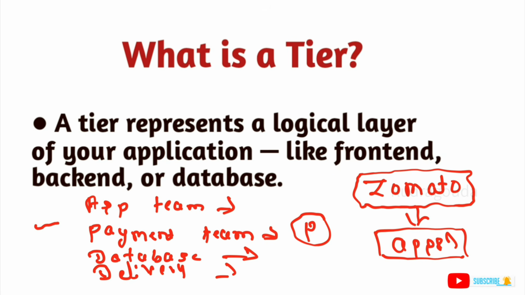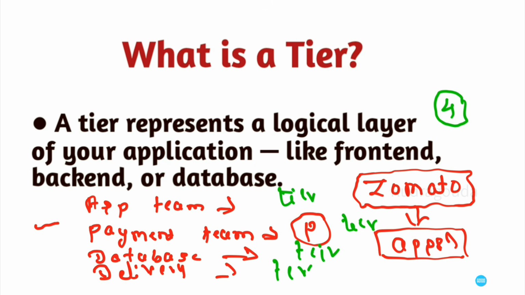So how can we connect this with our AppDynamics? The app team or app service is one tier. The payment service is another tier. The database service is the third tier, and the delivery service is the fourth tier. So there are a total of four tiers in the case of Zomato.